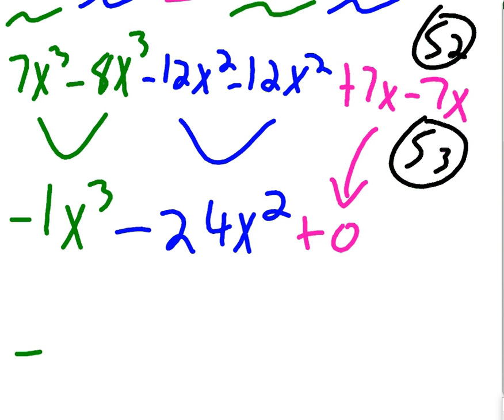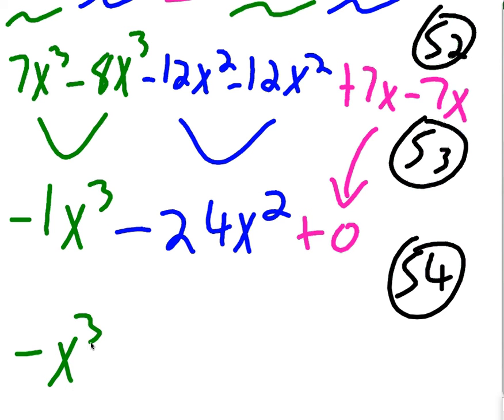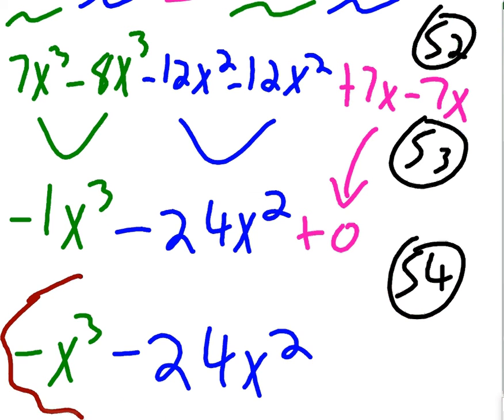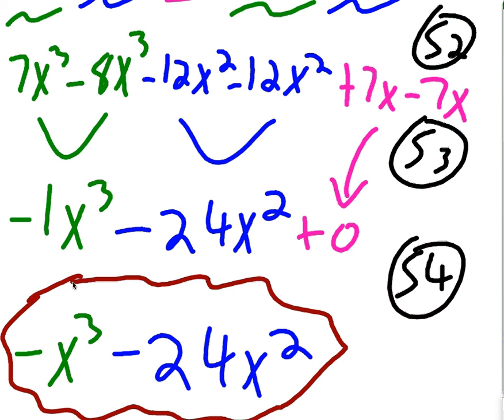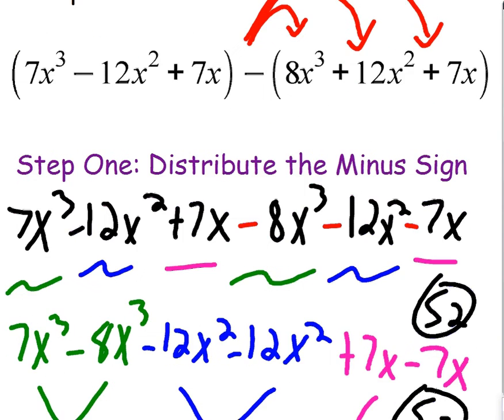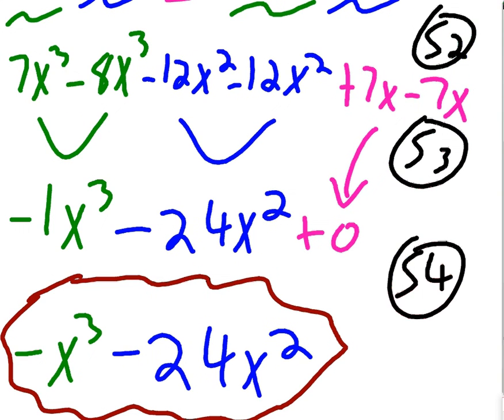Step 4 would be simplifying. So what's negative 1x cubed turn to? Negative x cubed. Good. Minus 24x squared, and then plus 0 is itself, so this would be your final answer. So again, 4 simple steps. Distribute the minus sign, group them like monomials, combine them, and then simplify. And there's your final answer.